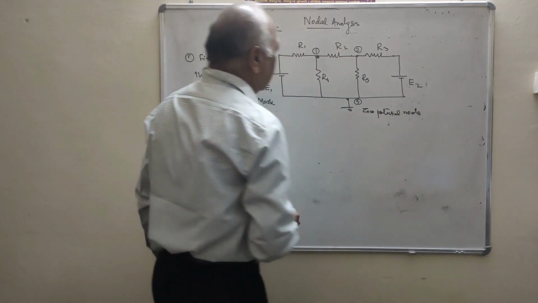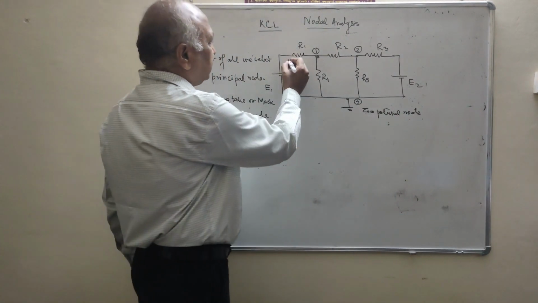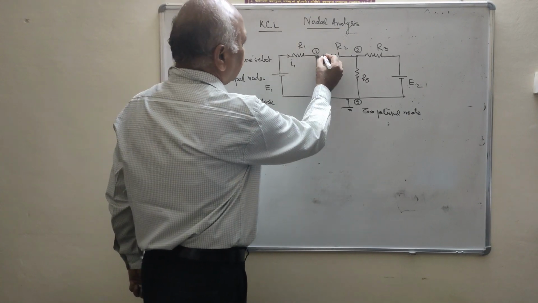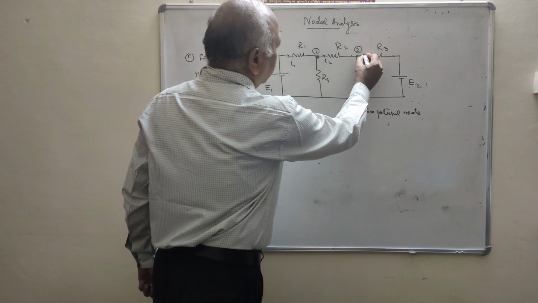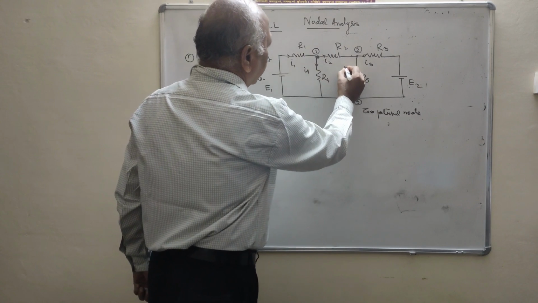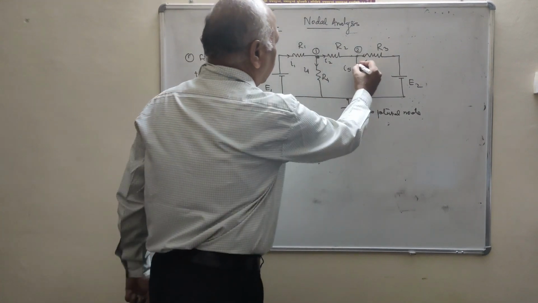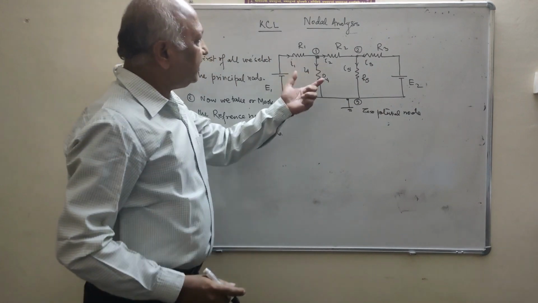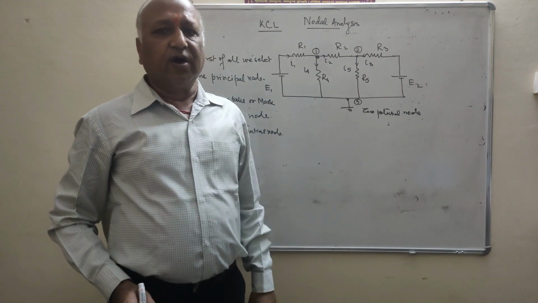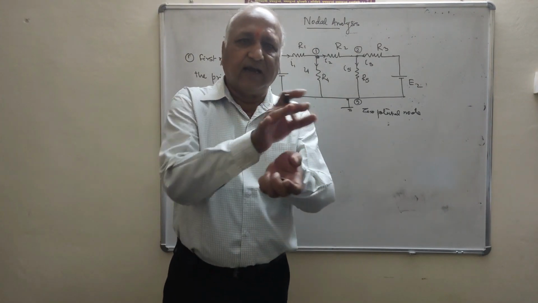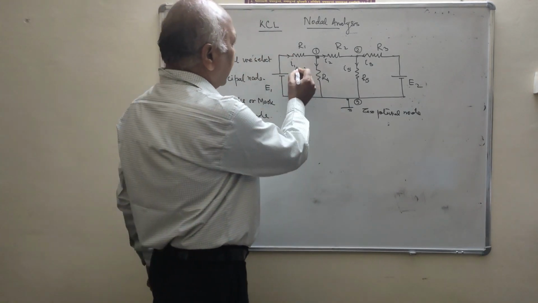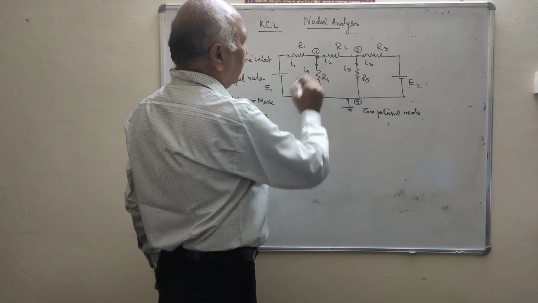Clear? Now we will mark the current through each resistance. Say this is I1, this is I2, this is I3, this is I4, and this is I5. You can take any direction. Clear? But remember that if we take the wrong direction, the answer will become negative. Now you will see this is I1, I2, I3, I4 and I5.